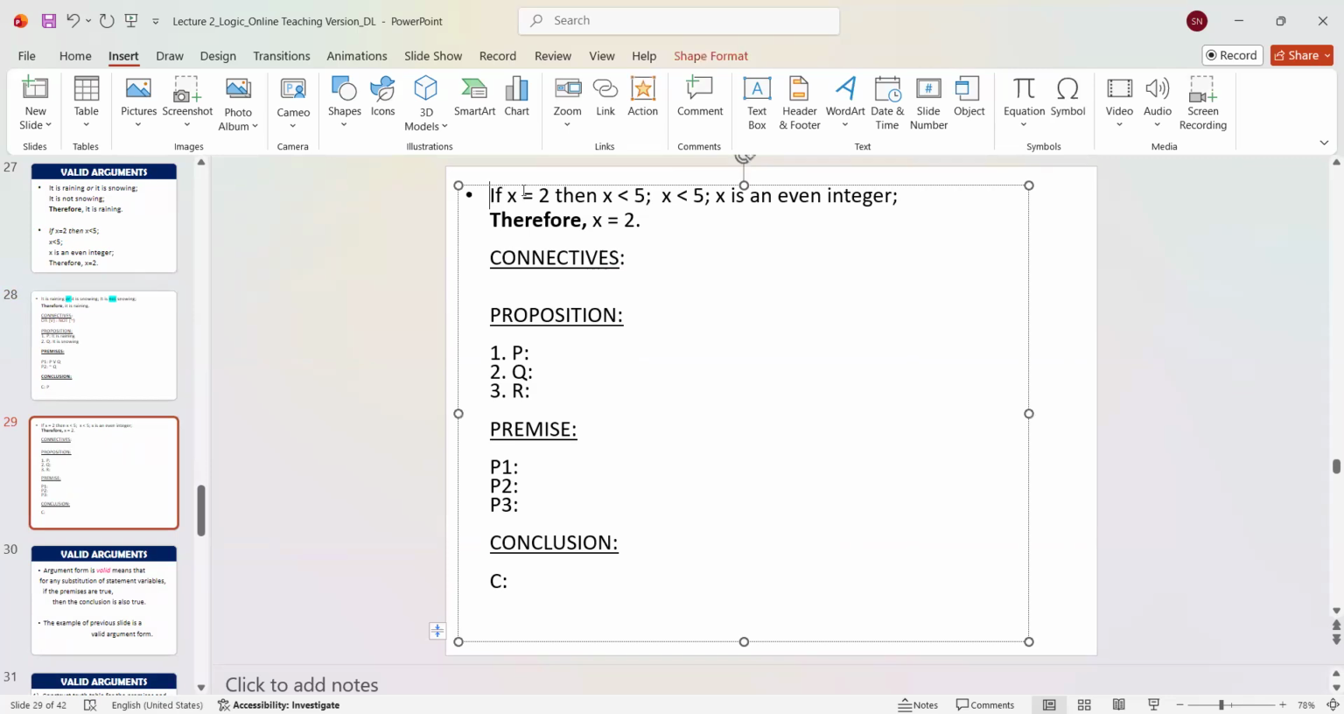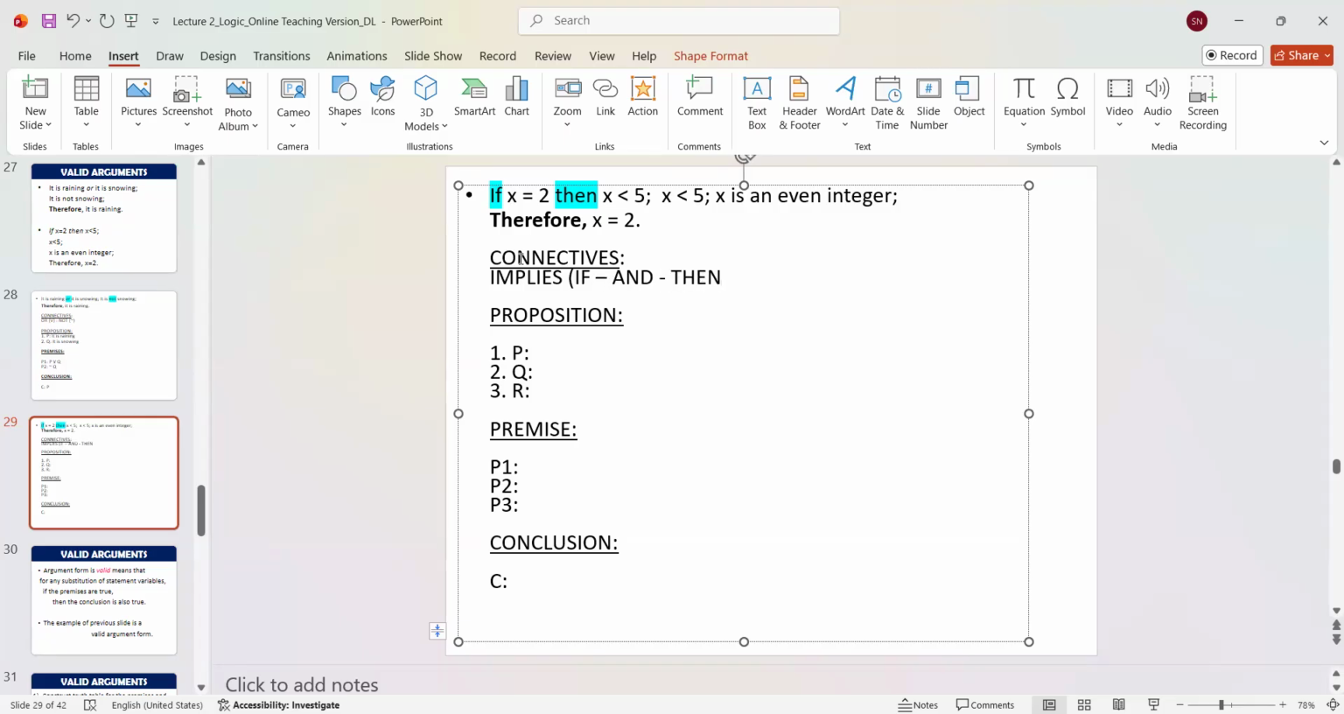Well, this one: if x is equal to 2, then x less than 5, semicolon. X is less than 5, semicolon. X an even integer, semicolon. Therefore, x is equal to 2. So the same route. What is the connective here? If there are connectives or one connective, what word shows us which connective is being used? If then. If and then. Okay, so if we highlight that and then take that out, we will be able to identify our propositions. So the connective here is actually implies, which is known as if and then.